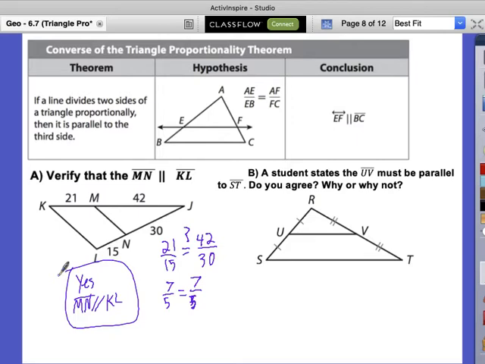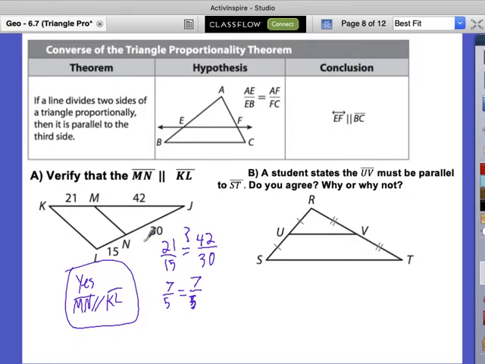Why didn't you put KL as a segment? Oh my goodness, I forgot. Oh, extra point. Wait, does that count as an extra point? Wait, so hold on. Oh, I'm sorry. Hold on.